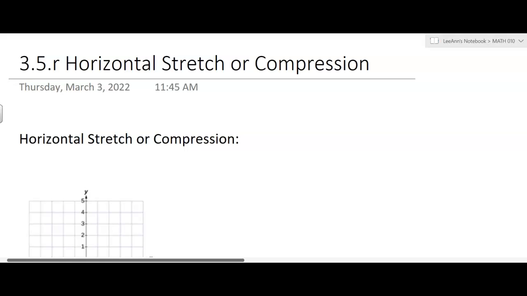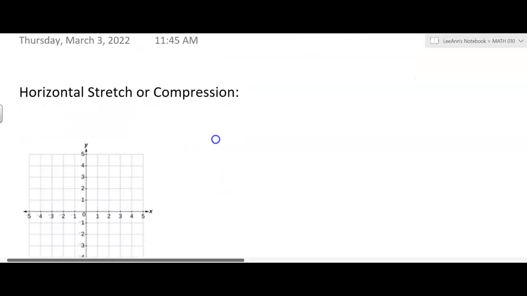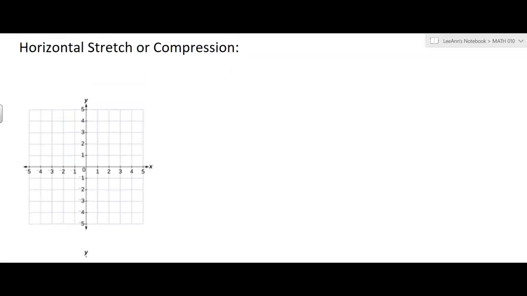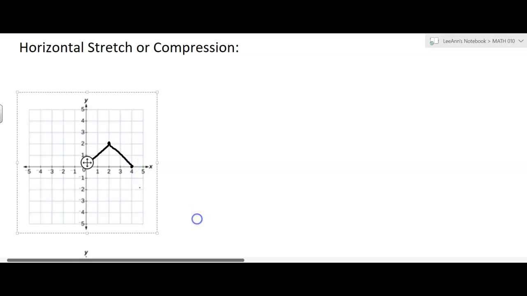Okay, so this is our last of the transformations, and then we're going to put them all together. It's called a horizontal stretch or compression. So let me make up a little function here. Let's say I have the points (0, 0), (2, 2), and (4, 0). It's just this little function like that, and I'm going to call my function f of x.